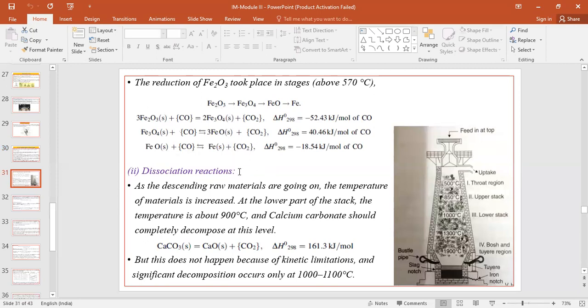Apart from the iron bearing material, at a temperature of around 900 degrees centigrade, there will also be dissociation of carbonates. That is the limestone, which is actually a flux, or the dolomite. These fluxes will dissociate and form CaO and CO2. In fact, this is an endothermic reaction. An enormous amount of heat is required for this dissociation to take place, and that heat will be supplied from the bottom part of the blast furnace. And this will happen around 1000 to 1100 degrees centigrade.